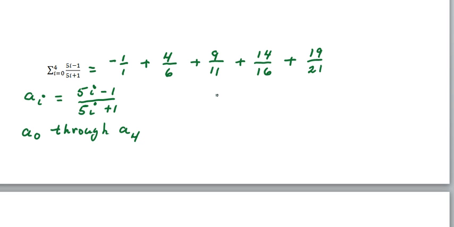This could be simplified as minus 1 plus 2/3 plus 9/11 plus 7/8 plus 19/21. But they did not want us to evaluate that sum.